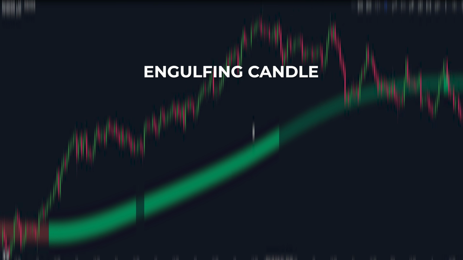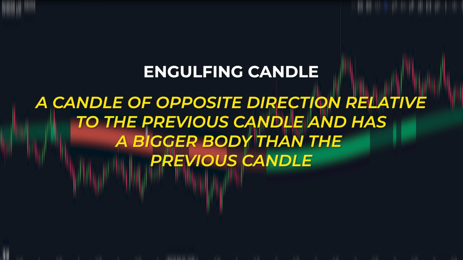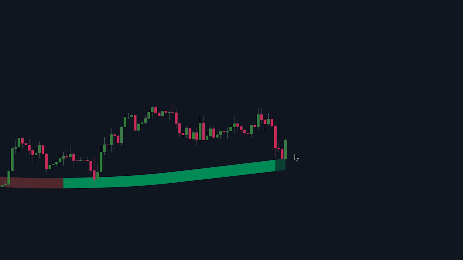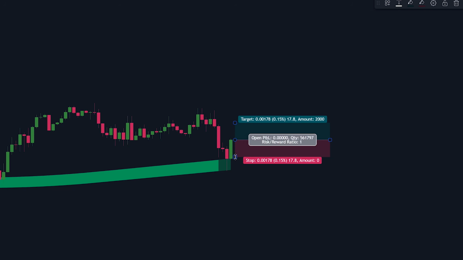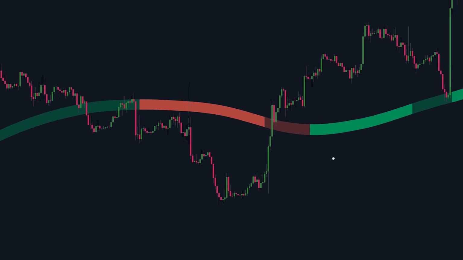An engulfing candle is a candle of opposite direction relative to the previous candle and has a bigger body than the previous candle. Like right here, you can see that the market did a pullback. And we know this because the trend ribbon of the market bias indicator turned from bright green to dark green. After the pullback, the price created this engulfing candle and you could enter the trade right here. Now, as you can see, using engulfing candles can be great.